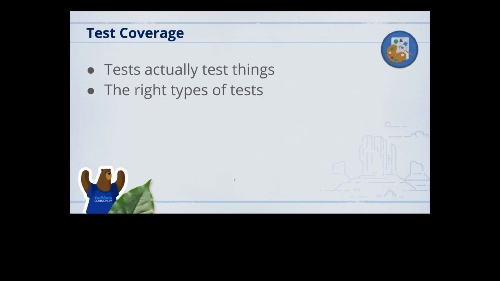As a reviewer, you should be looking over the tests and making sure that they actually are testing things. Make sure that you're inserting your data, calling your methods, and actually getting back data you expect, not just calling them and not doing asserts and checks. And then actually making sure that you have the right types of tests, not just your positive tests, but your negative tests, your bulk tests.